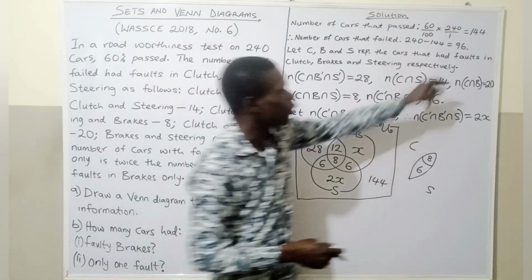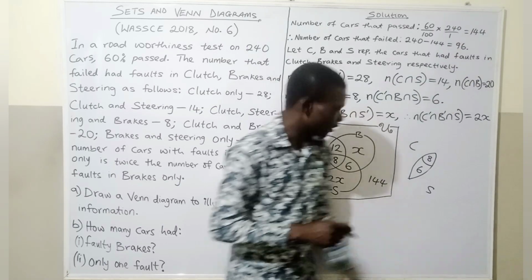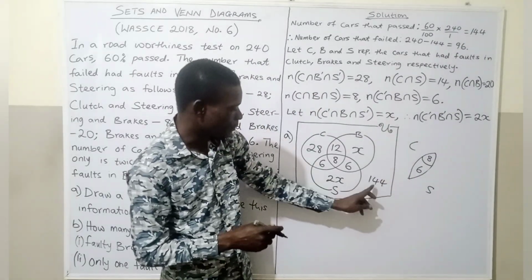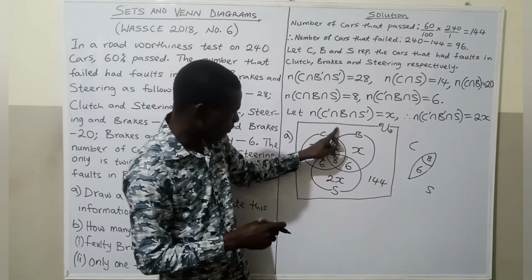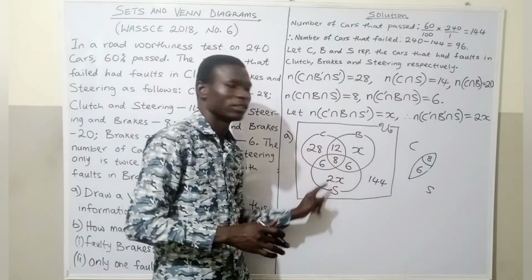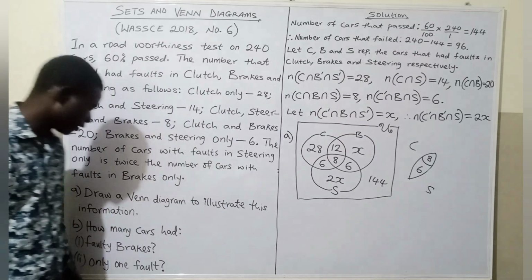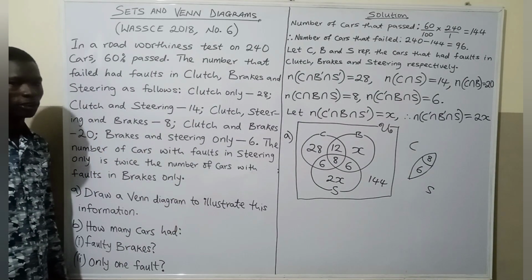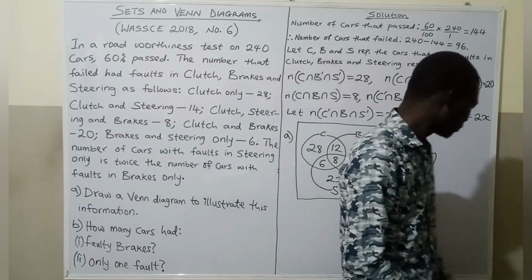Fault. But the question says they do not have any fault, 144 of them. So they are among the sampled cars, they do not have any fault. That's why they can be here, anywhere, as long as they are not inside the circles. So this is the first aspect of the question, saying draw a Venn diagram to illustrate this information. Okay, A has been dealt with.